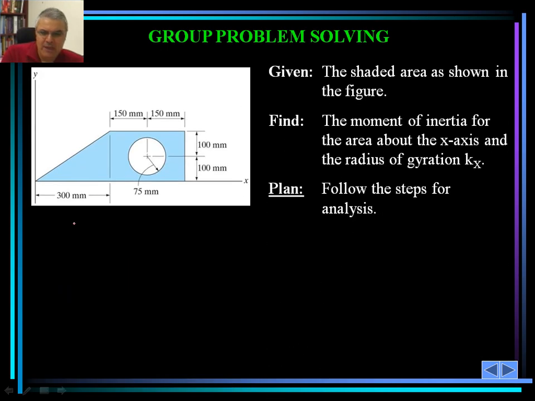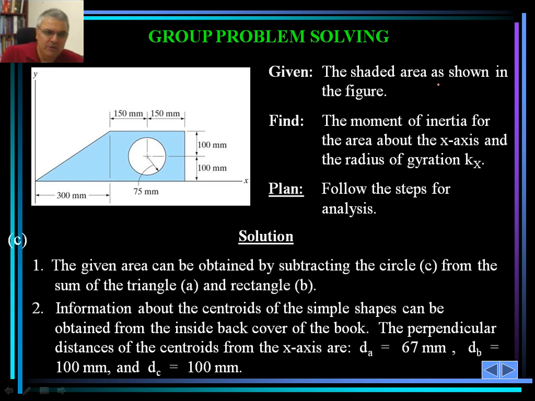Okay, let's take a look at a group problem solving, and then we would do an attention quiz, and we would wrap the session up. So the shaded area is shown in the figure. It shows in blue the moment of inertia for the area about the x-axis, and the radius of gyration in case of x is what we would like to determine.